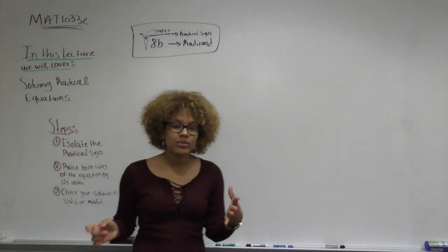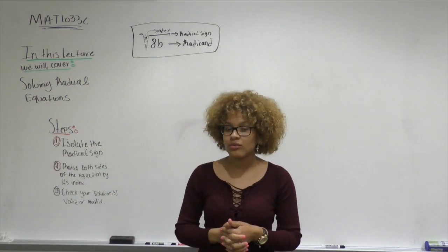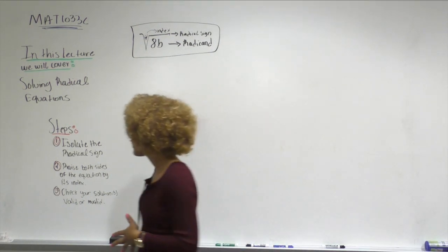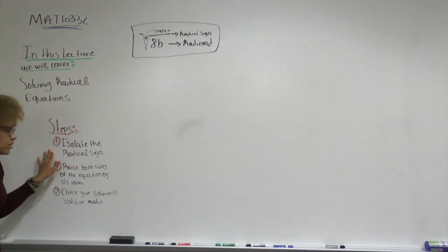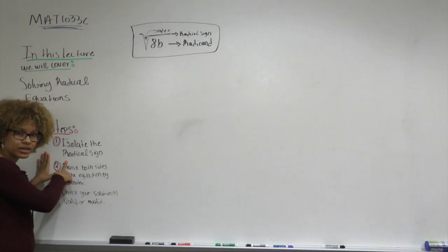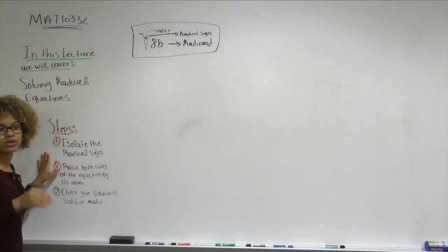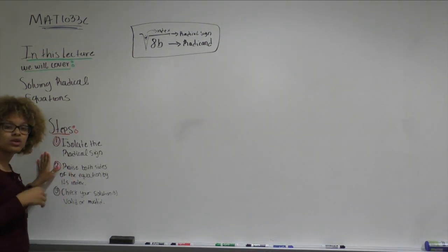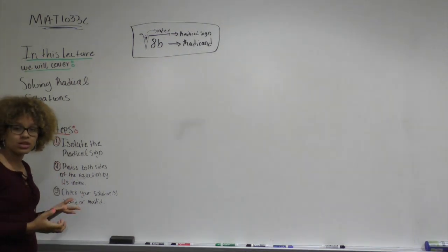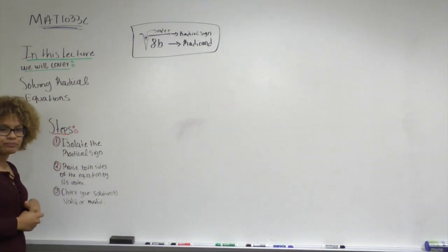So, there are a few steps that we need to follow in order to solve a radical equation. We want to always start by isolating the radical sign. That's going to be our first step. We're going to do everything that we have learned so far of solving an equation to isolate the radical sign.